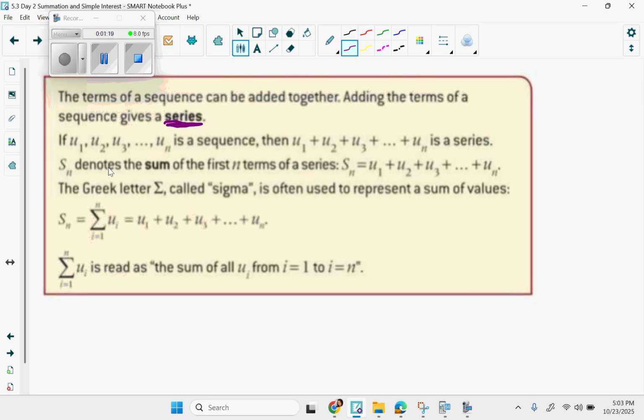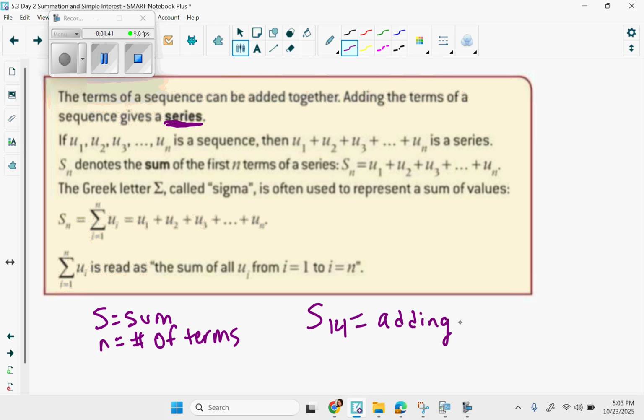Now, we will talk about the sum. We denote it by S sub n. S, of course, just represents sum, and n just tells you the number of terms. So for example, if we saw S sub 14, that means we are adding 14 terms, or finding the sum of 14 terms. That's what this would represent here. And you can see that here, S sub n, and then we would just add up all the terms.